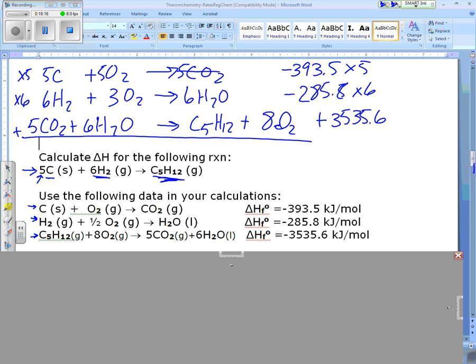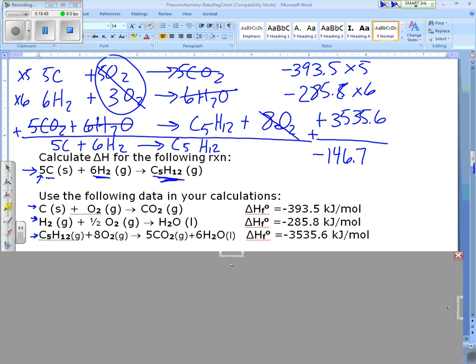Let's see what cancels. Carbon dioxide cancels here. 6 waters cancel here. And here I have 5 oxygens and 3 oxygens. They're on the same side of the arrow, so that's 8 oxygens. On the other side of the arrow, I have 8 oxygens over here, so that will cancel with both of those. And then if I write down everything that's left, I have my goal equation. So that means I should just be able to make these modifications to my delta H values and add them together. The correct answer is 146.7 kilojoules.